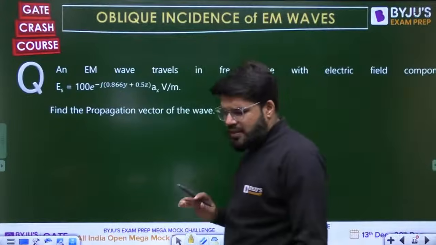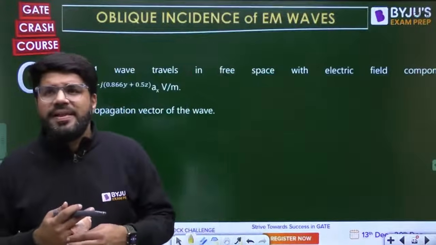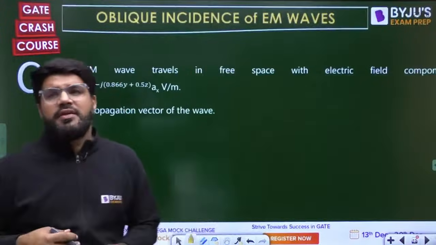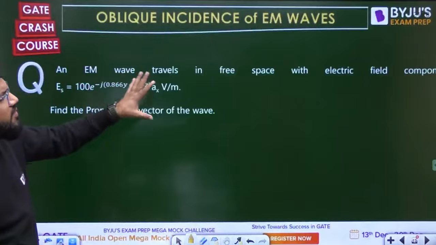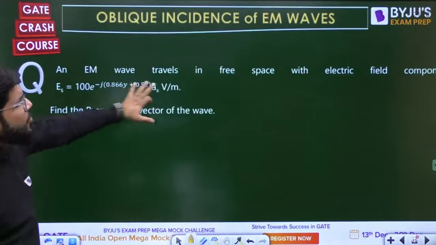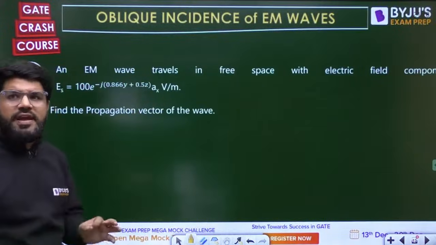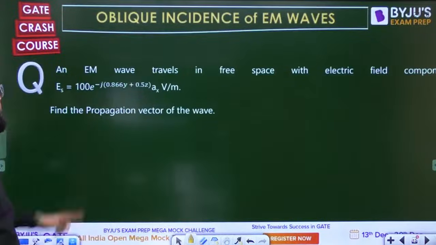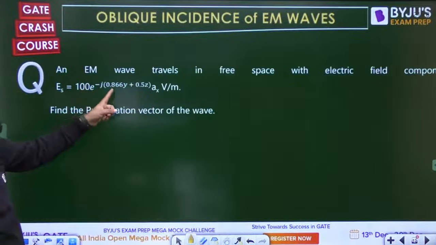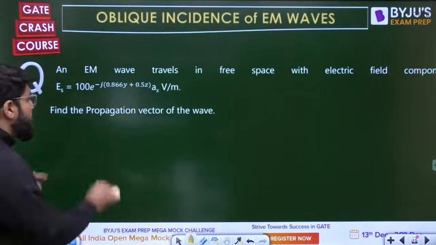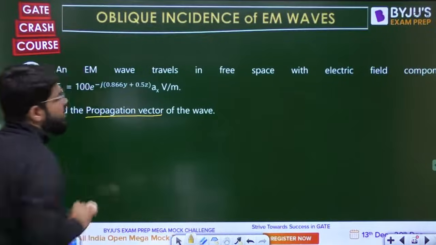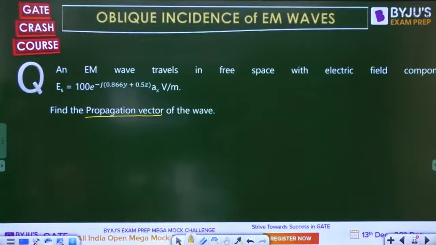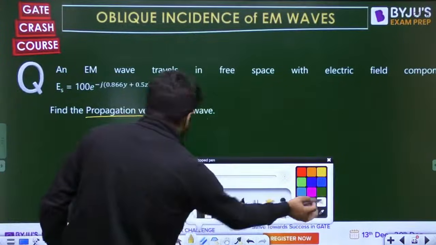Now, just let me know this answer. This is not directly an oblique incidence question, but you need to be familiar with this technique. Suppose there is a wave traveling whose electric field component is given to you as 100 e power minus j (0.866 y plus 0.5 z). What is the propagation vector of the wave? That is the important question.